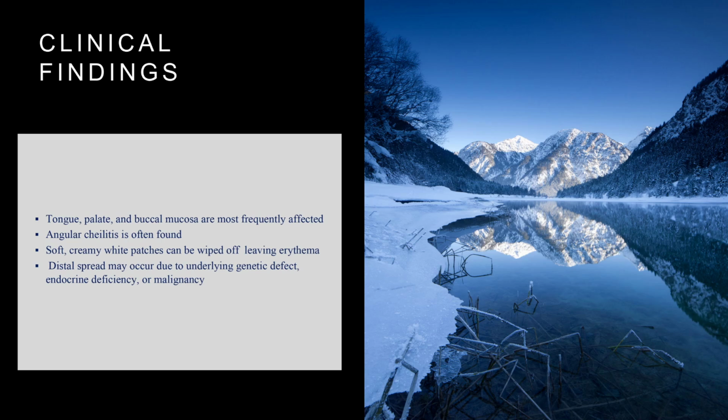Now where we can find it: the tongue, the palate, and the buccal mucosa are most frequently affected. Angular cheilitis is often found. As I said, it can be wiped off. Distal spread may occur due to an underlying genetic defect, endocrine deficiency, or malignancy. And by distal spread, I mean other sites other than the oral mucosa.